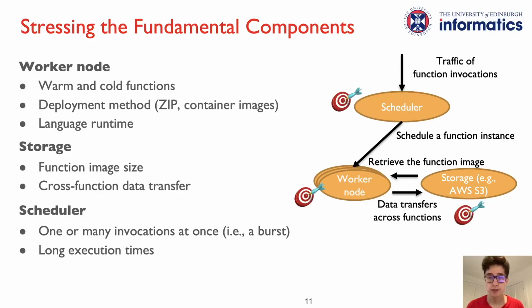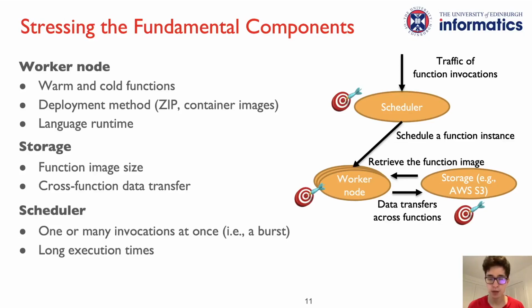Then, one can stress the storage service with the following parameters. First, one can vary the size of the function image, which is the necessary initialization state of a function. A function image size is configured by adding a random content file to the zip or container image upon function deployment. Second, one can deploy a producer function that invokes another consumer function while transferring a random content payload of a configurable size.